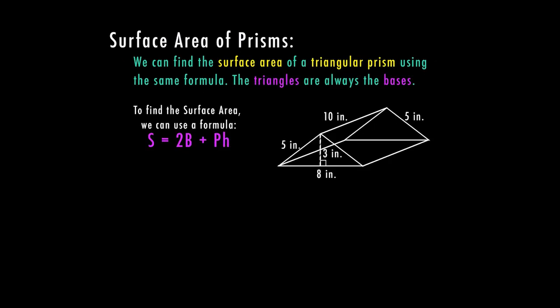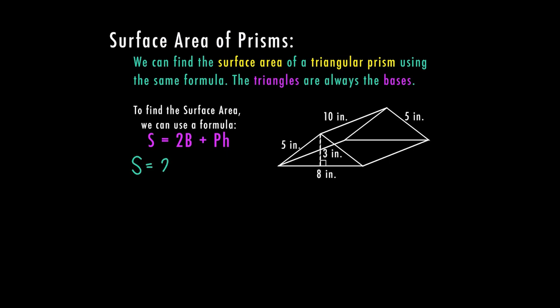So we can also find the surface area of a prism with triangular bases. So this is called a triangular prism. We can use the same formula, but you have to remember in a triangular prism, the triangles are always the bases. So we're going to find the total surface area using our same formula.